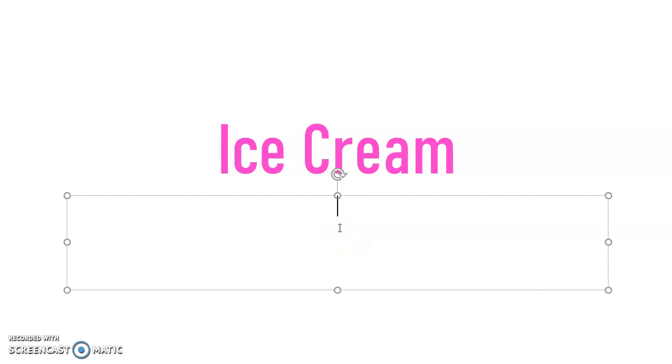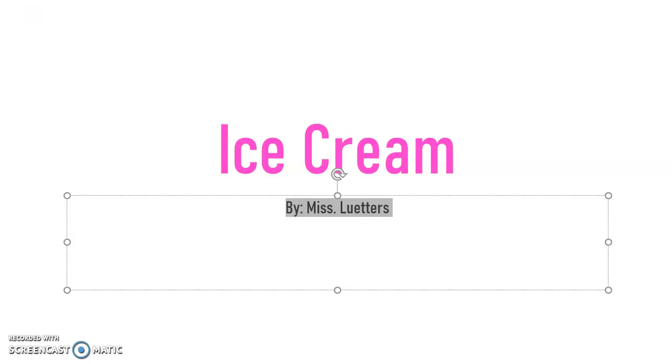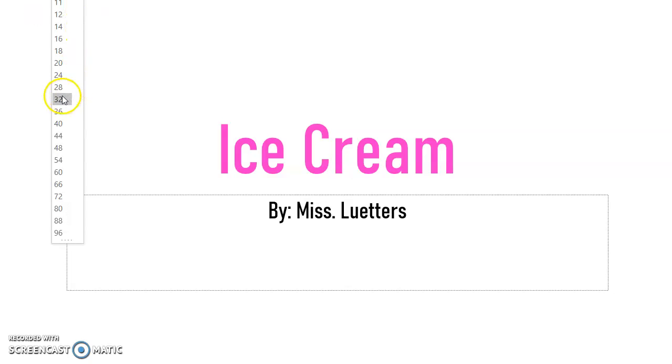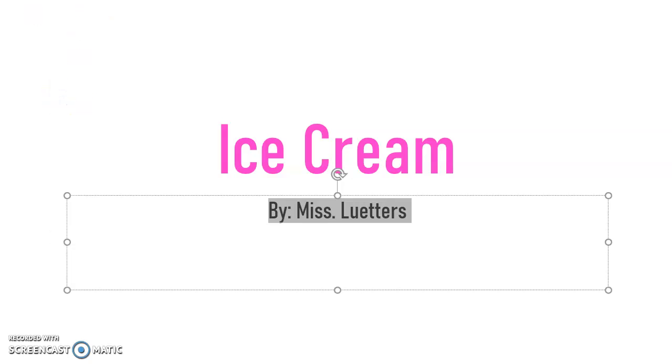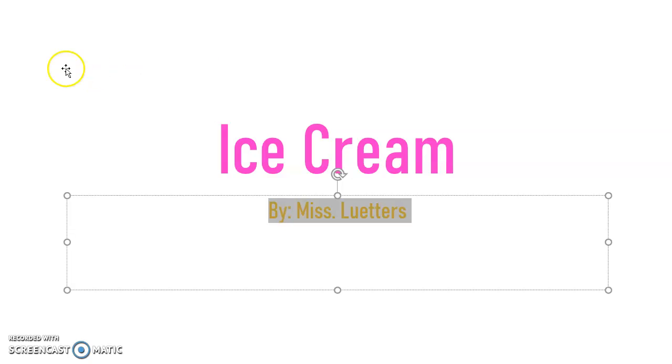That's usually where you put your name. So I'll put by Miss Luetters. And then again, just like the ice cream, you can highlight it and change the font. I'm going to actually match the fonts, so I'll do this one. I'll make that a little bit bigger since this is the only thing on my title screen. And then I'll also change that color to orange.